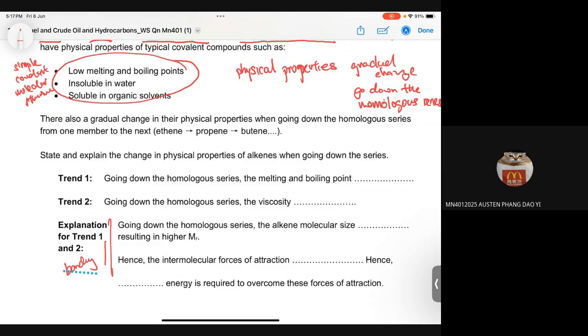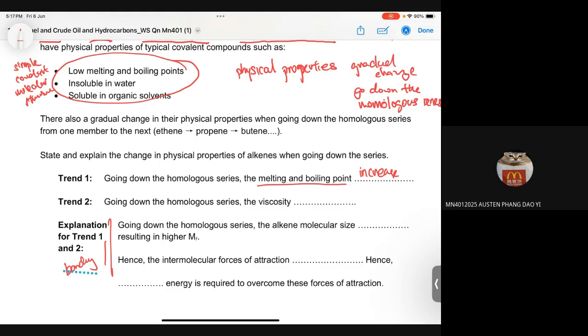Next one, Asan. Okay, make a guess. Going down the homologous series, the viscosity, the melting and boiling point, increase or decrease? Increase. Good. Next one, Austin. Going down the homologous series, the viscosity increase or decrease?